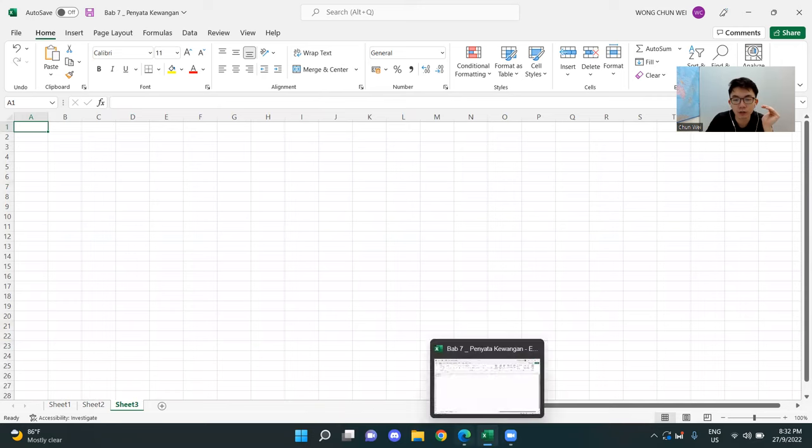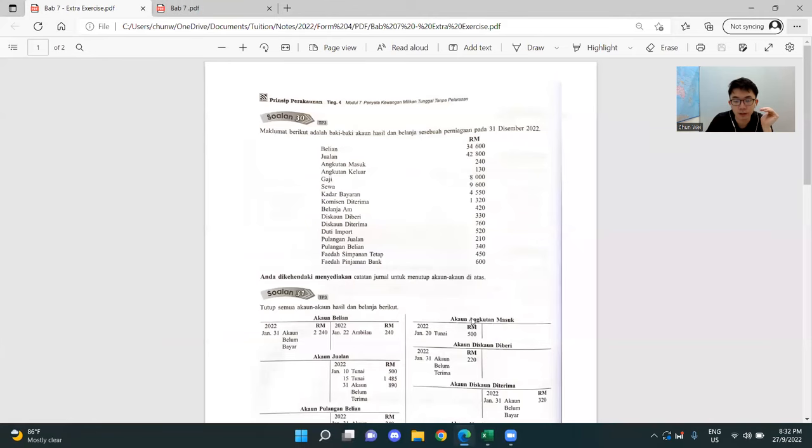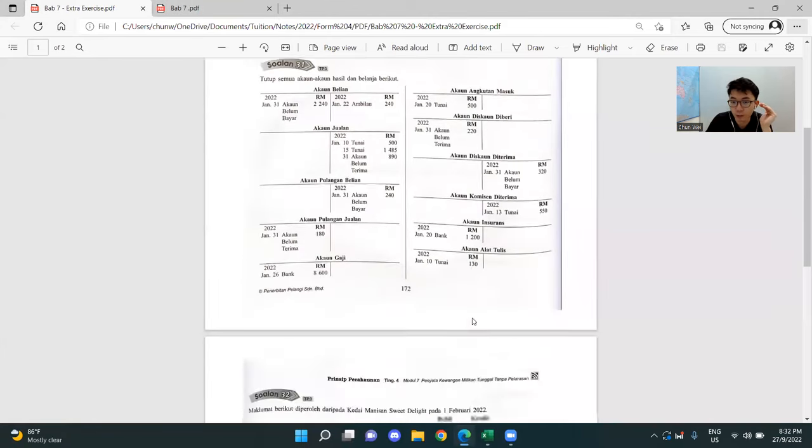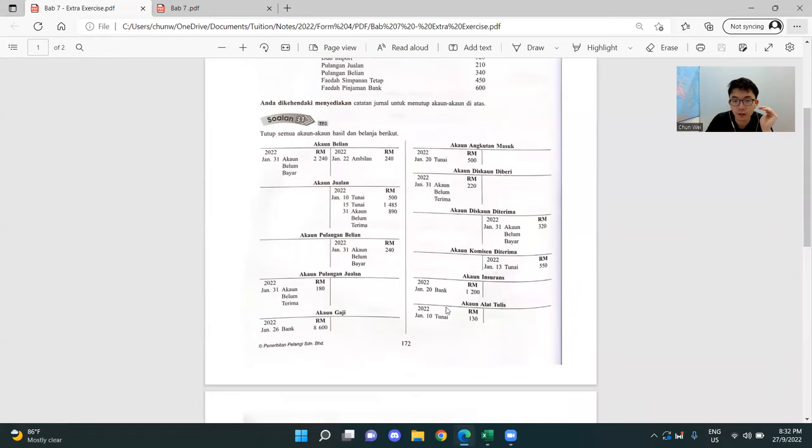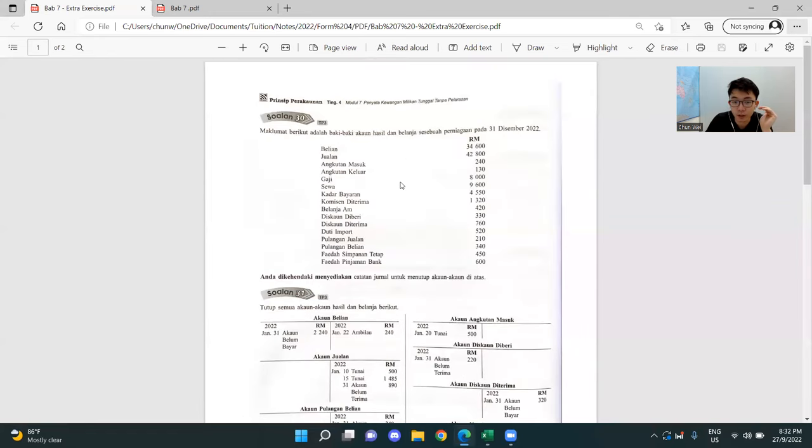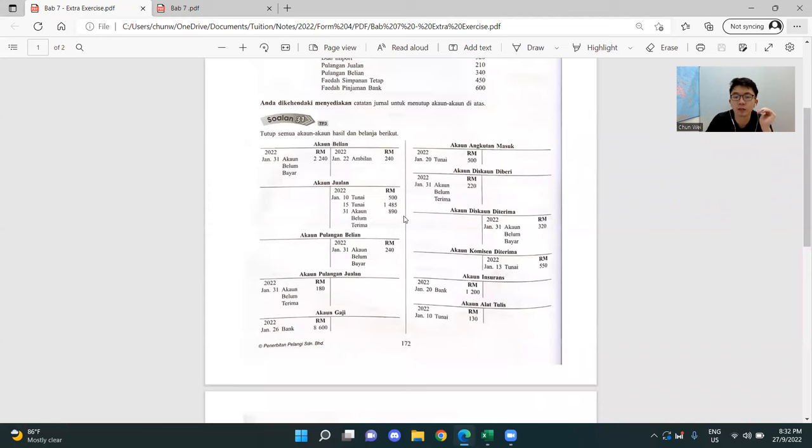Okay, so now in this class, we continue to be using our workbook, all right? So we done the question 30. Now, I want you guys to look at question 31 on page 172 on your form 4 workbook. All right, so this question 31 is to tutup semua account hasil dan belanja. Very good. So it's very simple.